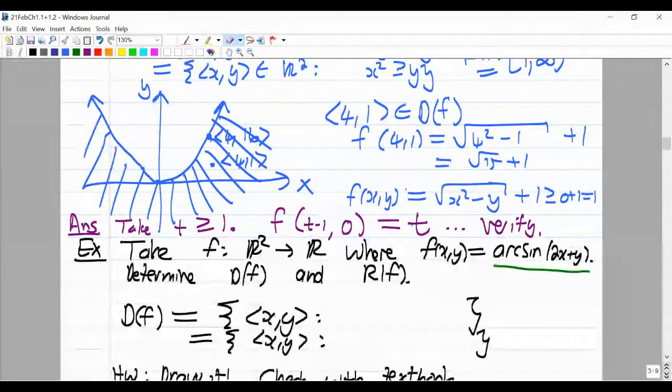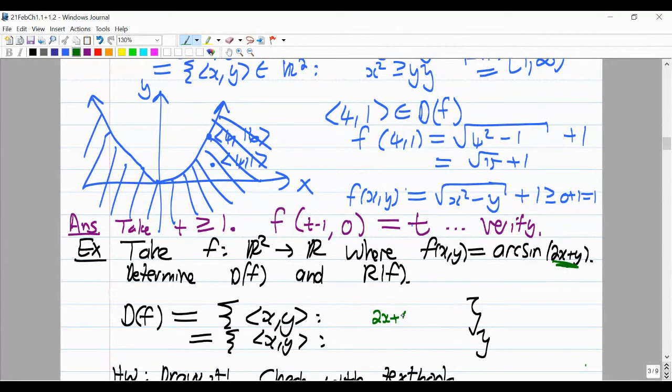So this bracket, 2x plus y, that must be between minus 1 and 1. Remember, I told you, you're not allowed to forget any first year mathematics. And you can now rewrite that as saying y has got to be between 1 minus 2x and minus 1 minus 2x.